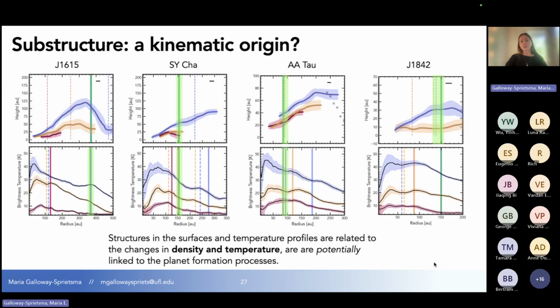So this is an interesting result. I think it implies that the surfaces and the temperature profiles are somehow related to these kinematic signatures that we're seeing. And so we can potentially use these substructures to infer whether we're seeing changes in the density profile. And this is all potentially related to the planet formation process. So I'm hoping to work on this more in the future.